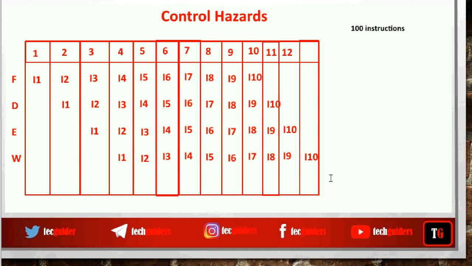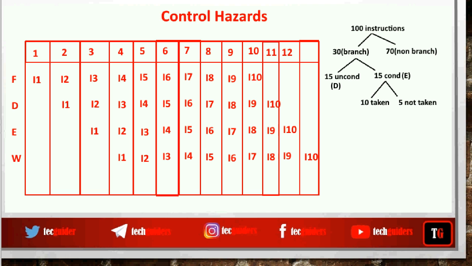Suppose we have a set of 100 instructions. Among them, let 30 be branch instructions and 70 be non-branch instructions. Among the branch instructions, suppose 15 are unconditional branches and remaining 15 are conditional branches. For the unconditional branches, suppose the branch target will be decided in the decode stage of the pipeline. Among the 15 conditional branches, some are taken and some are not taken. The condition will be evaluated and the branch target will be decided in the execution stage of the pipeline. Suppose 10 are taken branches and 5 are not taken branches.